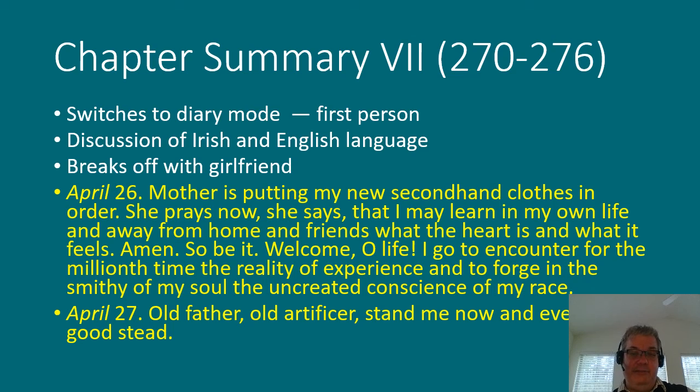"I go to encounter for the millionth time the reality of experience, and to forge in the smithy of my soul the uncreated conscience of my race," which I think he means the Irish race, or maybe the human race. And then he says at the end, "Old father, old artificer, stand me now and ever in good stead." Who's the old father? Who's the old artificer? Well, that's probably Daedalus. That is his namesake, the father Daedalus.